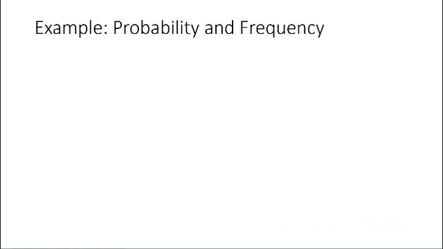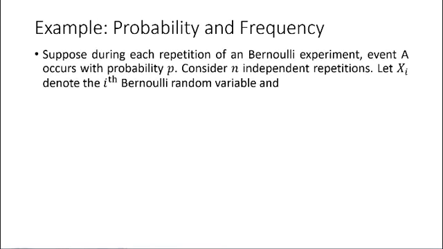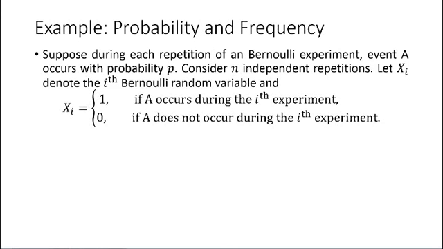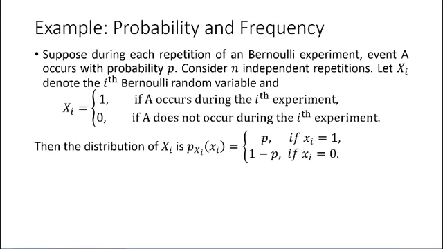At last, we give an example of the application of the weak law of large numbers. During a Bernoulli experiment, event A occurs with probability p. We now consider n independent repetitions and denote Xi as the ith Bernoulli random variable. That is, Xi equals 1 if A occurs during the ith experiment, and equals 0 if A does not occur. We then get the Bernoulli distribution of Xi and the expected value.